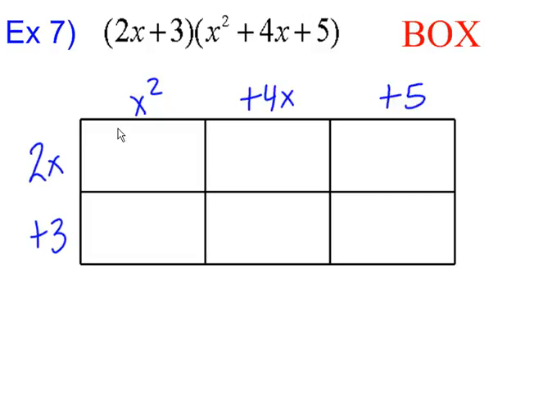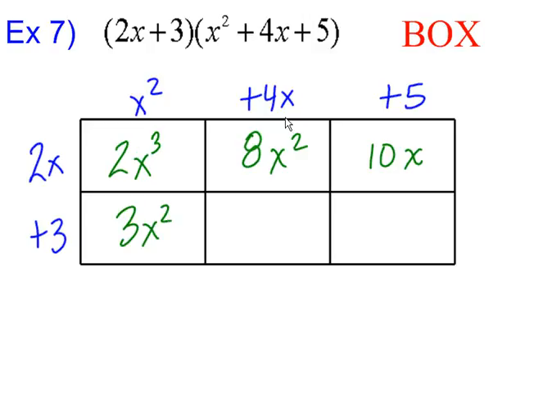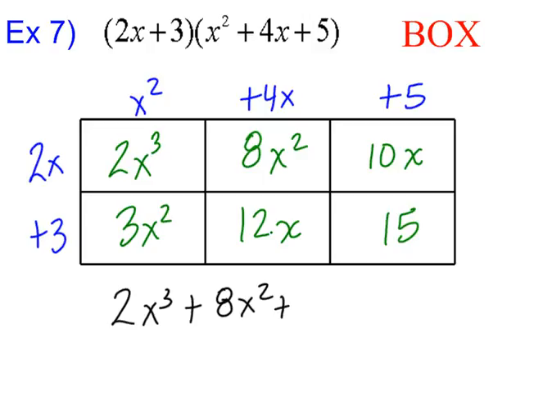And we're going to multiply. 2 times x squared is 2x to the third, 2 times 4 is 8, and x squared, 2 times 5 is 10, and x. Here we have 3 times x squared is 3x squared, 3 times 4 is 12x, and 3 times 5 is 15. Again, we're going to write down all our terms, 2x to the third plus 8x squared plus 10x.